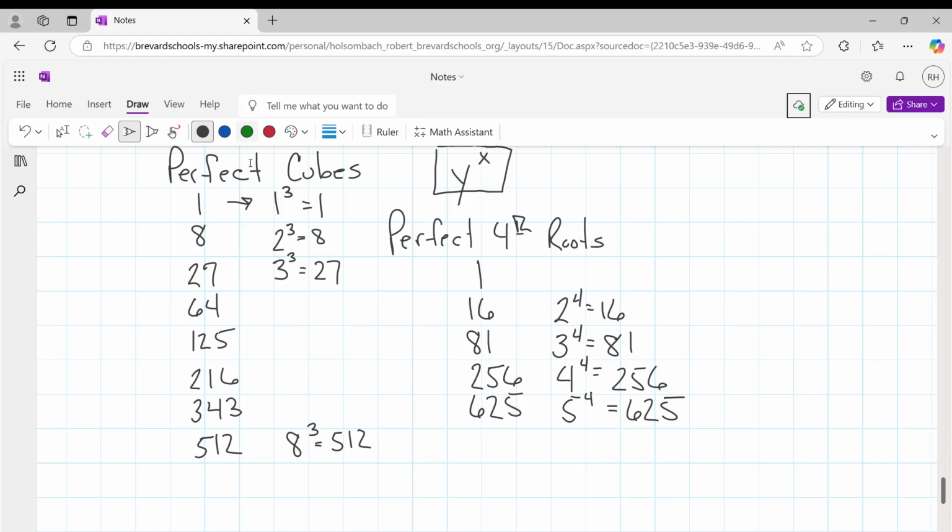All right, so if you're dealing with anything with a 3 in the index, you're determining if any of these numbers are factors, and if they are, you factor them out. Questions?